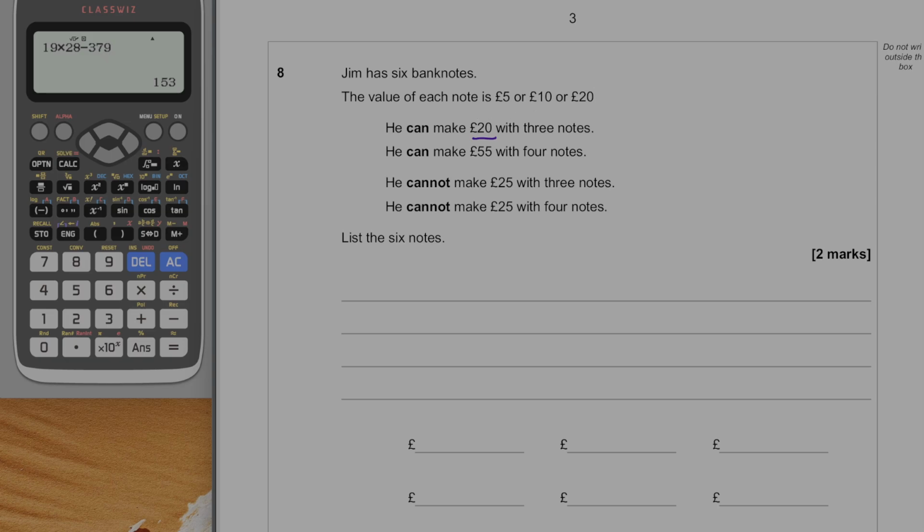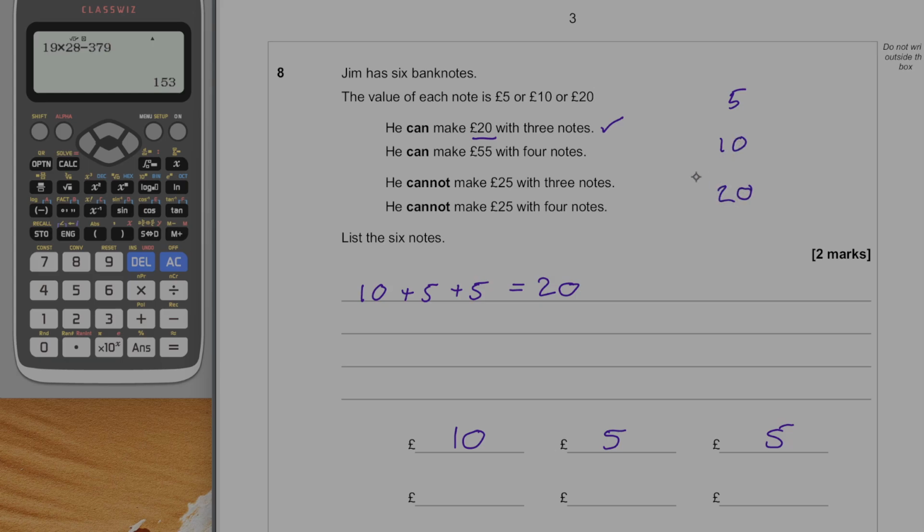Okay, so the first bit I'm going to look at is he can make £20 with 3 notes. So the only way that we could make that is 10 plus 5 plus 5. So that's got to be 3 of the notes. So we've got to have a 10, a 5 and a 5. So I've met that criteria, and I'm going to keep a list over here. So I've got 5s, 10s and 20s.